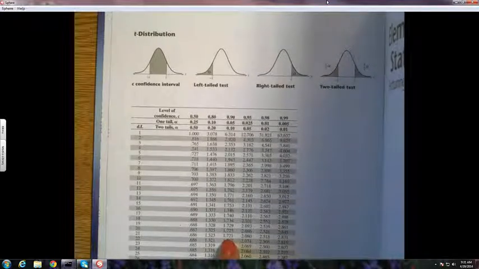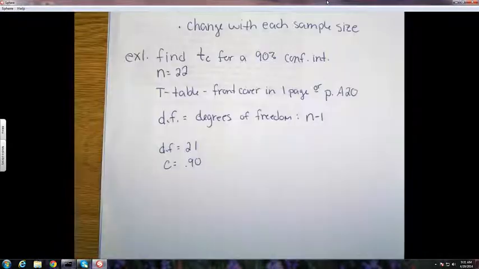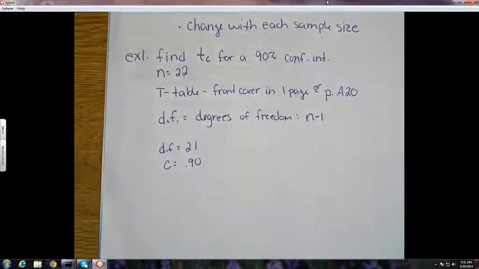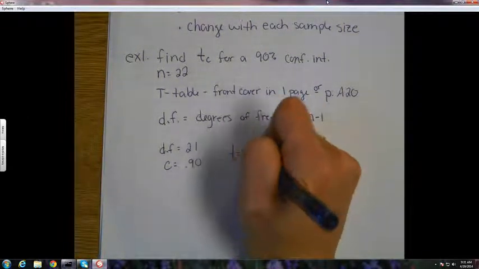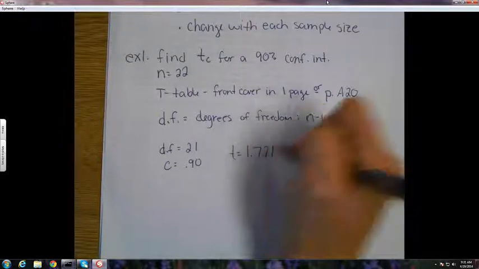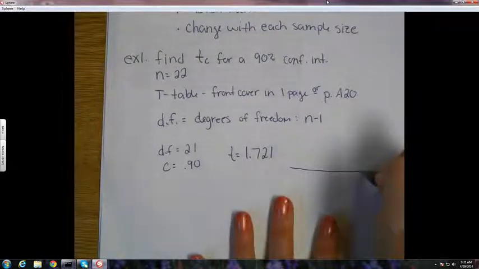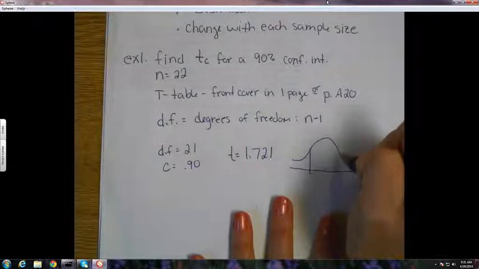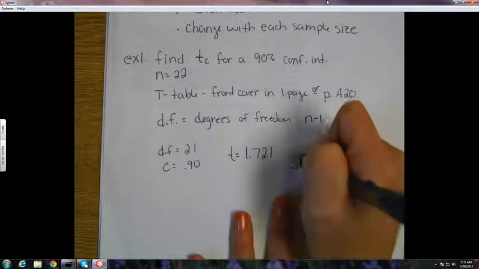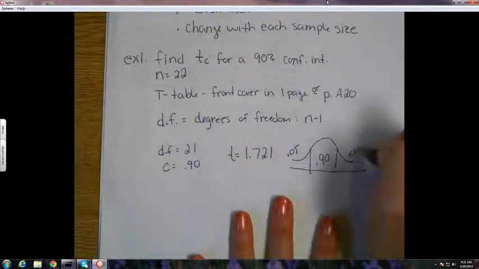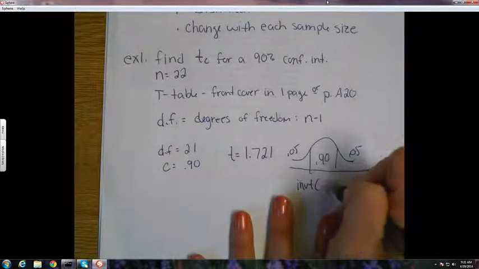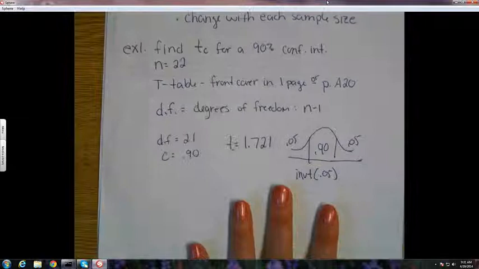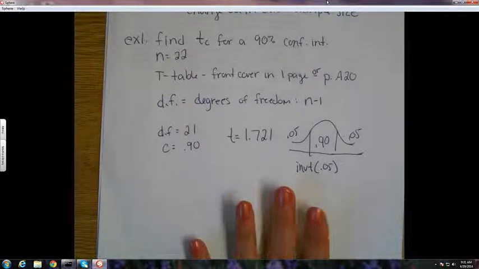I do not have it. Wait, which one is the left one? Level of confidence? If we're doing 90% confidence, we're doing the middle 90. Oh, my bad. 0.05, 0.05, and we always just take the positive one for these. So we have to use the table, if you don't have it. I don't have it.